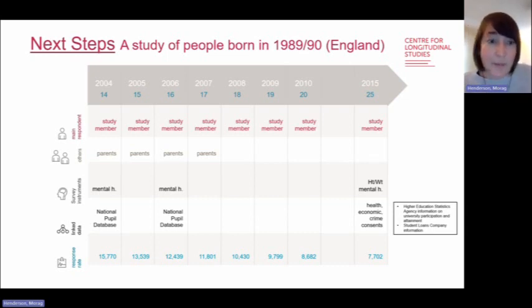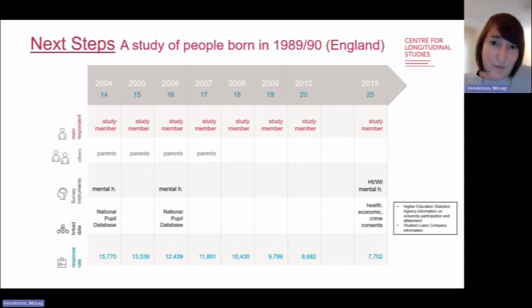Initially, the cohort members and the parents answered the questions from 14 to 17, and then from age 18 onwards, it's only been the cohort member who's reported. Because of its heritage at the Department for Education, we've got some very good linkages to the National Pupil Database, which captures objective attainment, Key Stage 2, Key Stage 3, GCSE and A-levels.